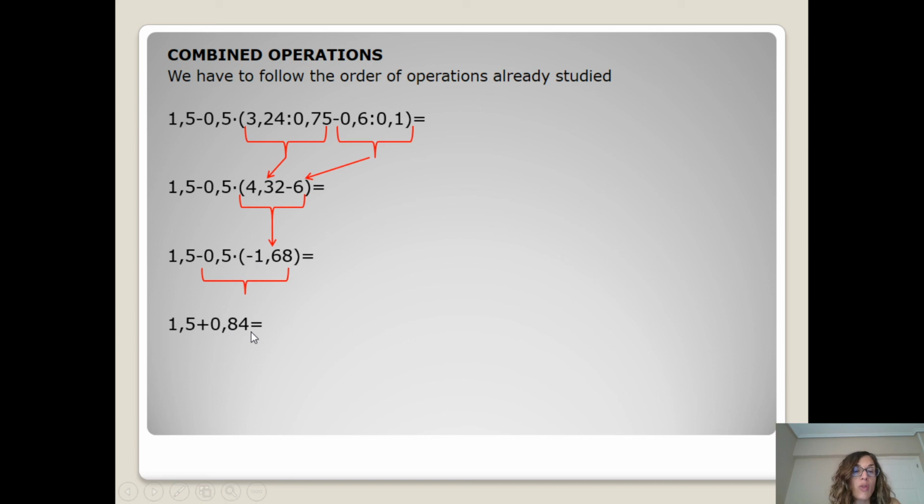Okay, another option would be to do as if this was a subtraction. So here we will have a negative number and minus times minus will be plus, would be the same. Okay, the answer has to be the same. And finally, we have to do this addition. 1.5 plus 0.84 is 2.34, and it is positive, and we finished.